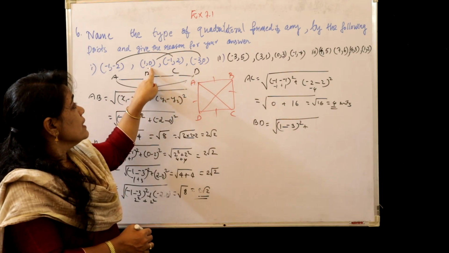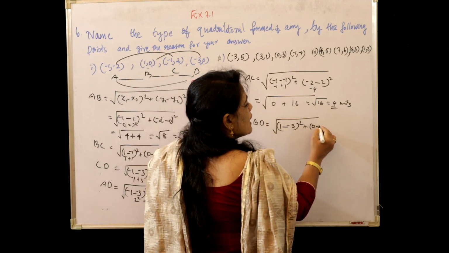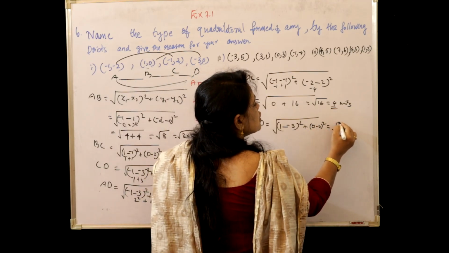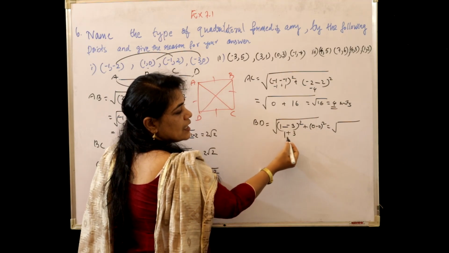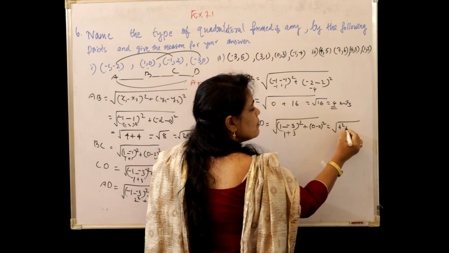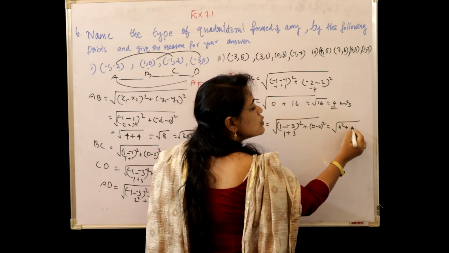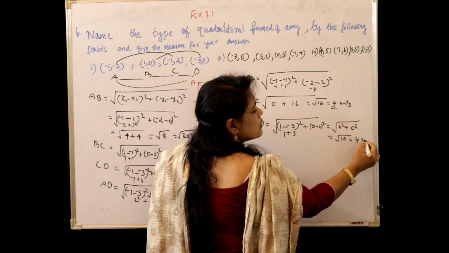Okay, sorry, here B is 0 minus 0, that is (0 minus 0) whole square, that is root of minus 3 plus 3 plus 1, that is 4 square, plus 0 minus 0 is 0. So 0 square, that is root 16, and its square root is 4 units.